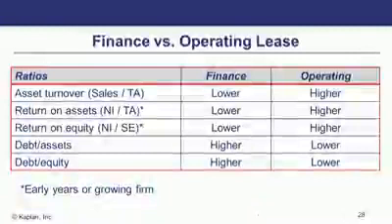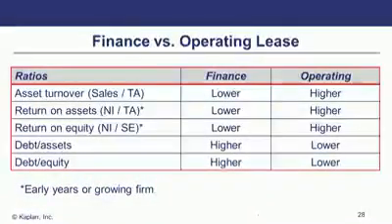Implications on our ratios: asset turnover, sales over total assets. Well, sales, of course, are unaffected. Under a finance lease, we are recording an asset, so up goes our assets, and therefore asset turnover is going to be lower under a finance lease relative to an operating lease.